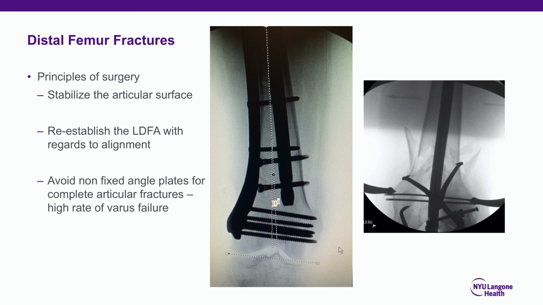Treatment is done in a systematic way. Stabilize the articular block, then connect it with the shaft to reestablish alignment, which can be checked by measuring the lateral distal femoral angle with regards to the alignment of the distal femur. It is important in complete articular injuries that the implant choice should be a fixed angle plate. If a fixed angle plate is not used for these injuries, there's a higher risk of varus failure.